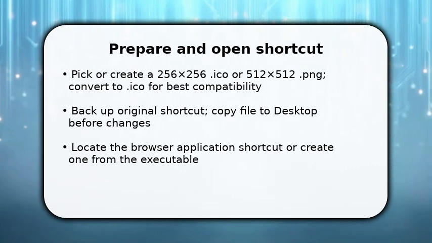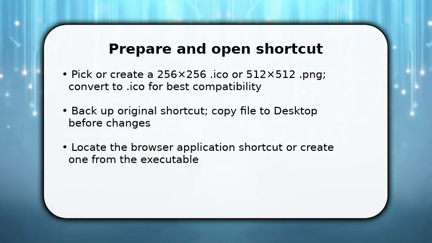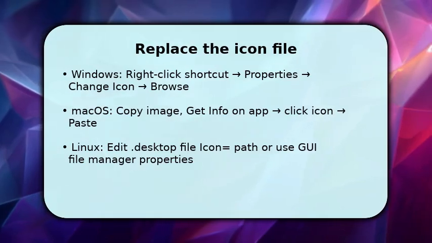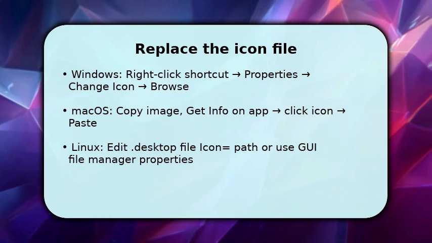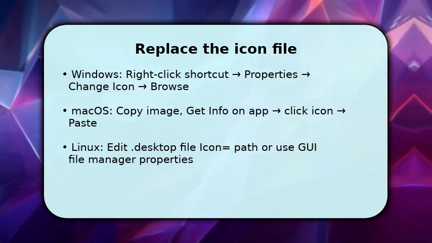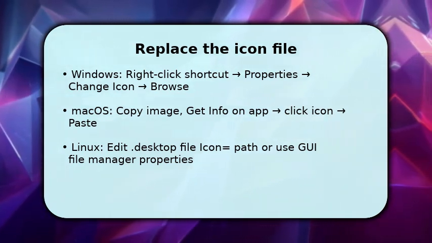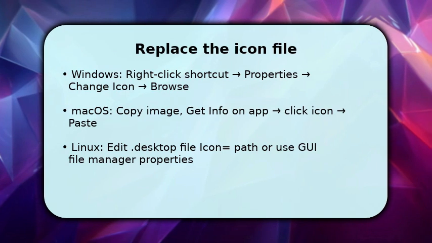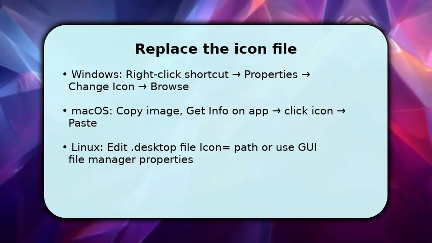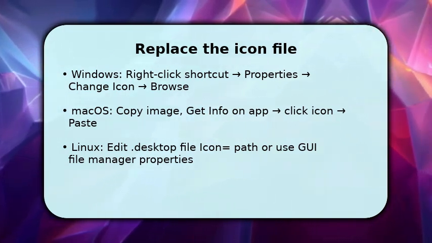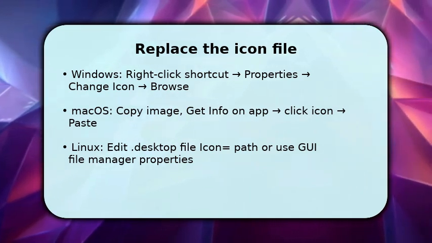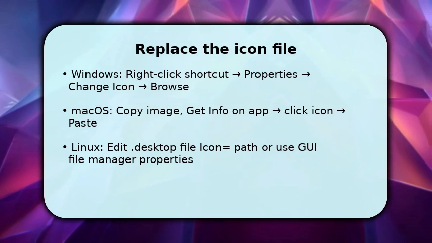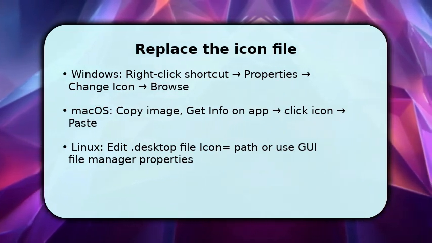Next, you perform the actual replacement using the platform-specific method. On Windows, right-click the shortcut, open Properties, choose Change Icon and browse to your ICO file. On Mac OS, open Get Info, select the small icon in the top left, and paste a copied PNG or icons. On Linux, either edit the desktop file's Icon= line to point to your image or use your File Manager's Properties dialog. As you work, confirm file paths and file type.